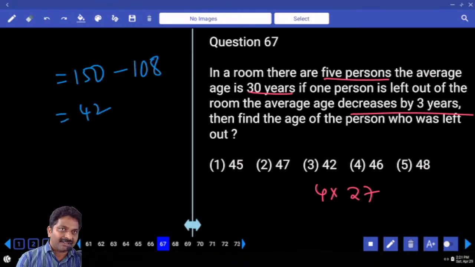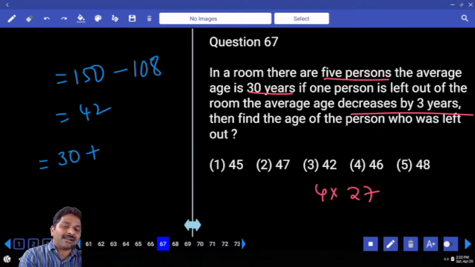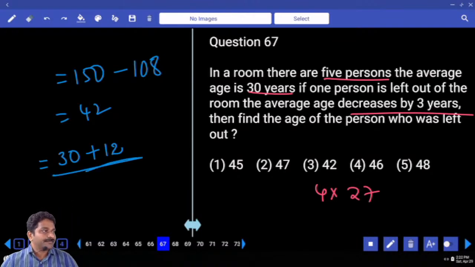This is one way. The other way: out of 5 people, 1 person is going out. If that person's age is also 30 years, for the remaining people there won't be any change, correct? But what happened for the remaining people? The average decreased by how much? 3. For how many people? 4 people. For each member it decreased by 3. For 4 people, 4 times 3 is 12 decreased. Why did 12 years get decreased for the remaining people? Because the person who went out is older by 12. How much is this? 40.